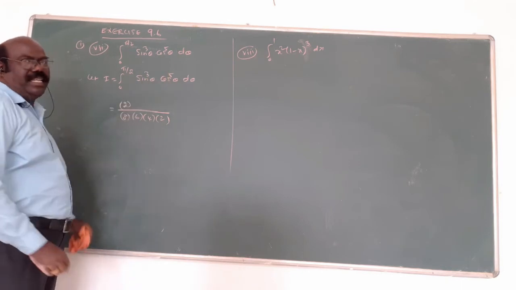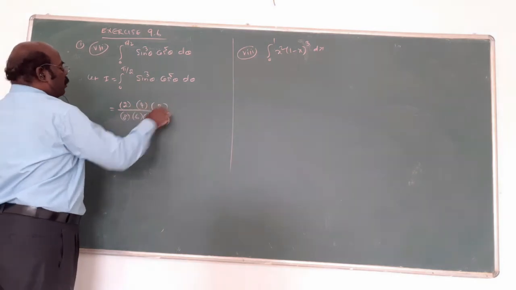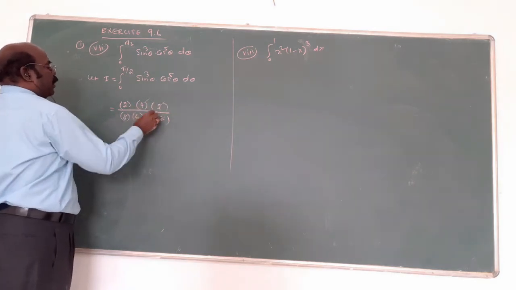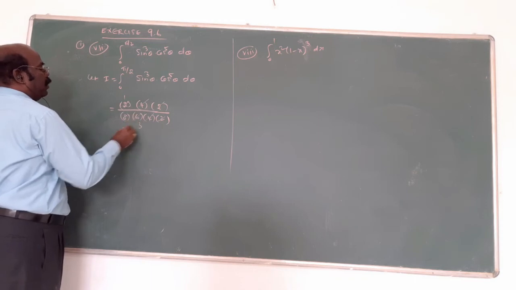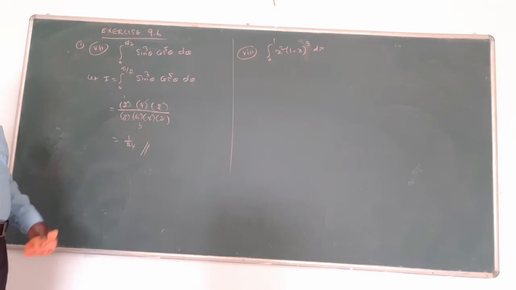Here power is 5. Reduced by 1, 4. 4 will come, 4 2 will come. Am I right? Cancel, cancel, cancel. 1 by 24 is the answer. That's all, by using the formula.